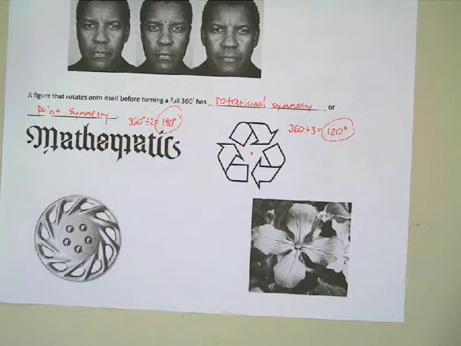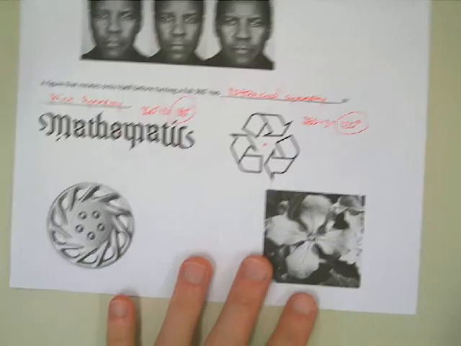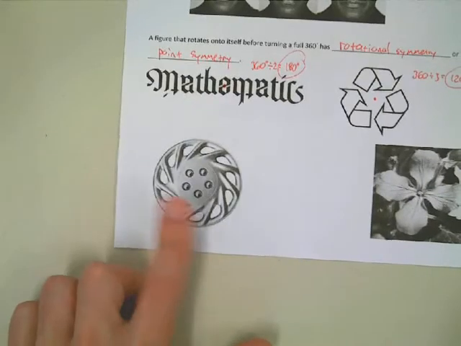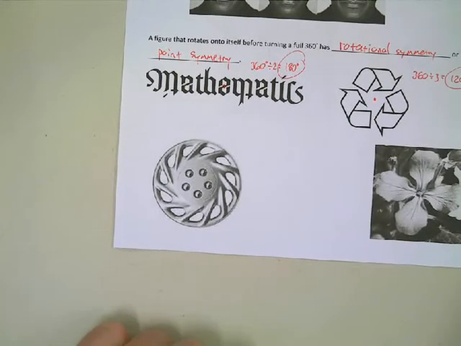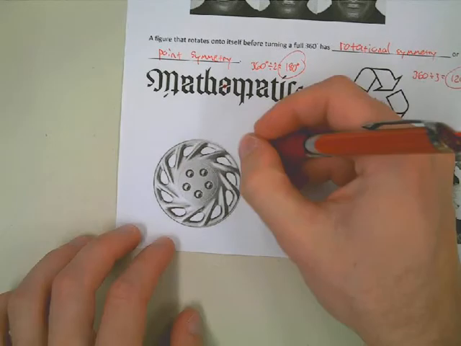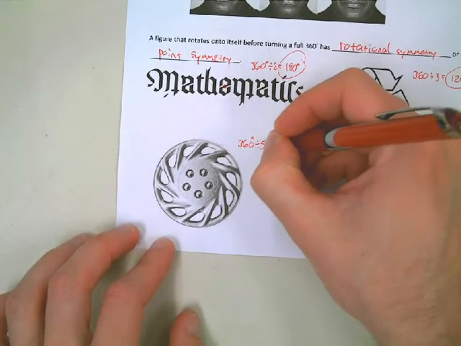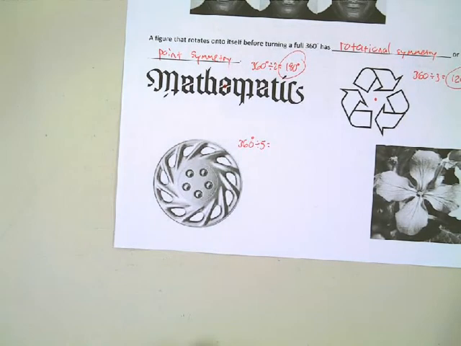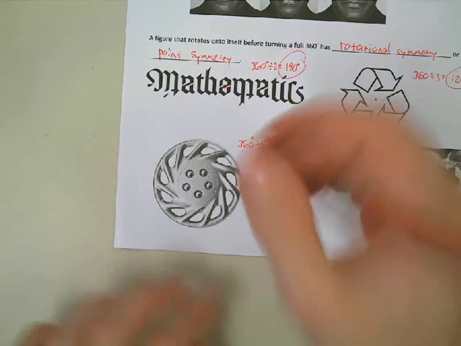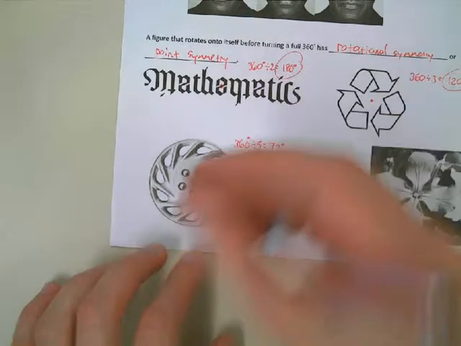How about this hubcap down here? How many times does it look like it will take to rotate completely? Looks like 5. Yeah, I'd say 5. Yep. Okay, so that means we'll do 360, kind of like what Elizabeth said. We'll do 360 divided by 5 now, which is 72. Okay, 72 degrees.